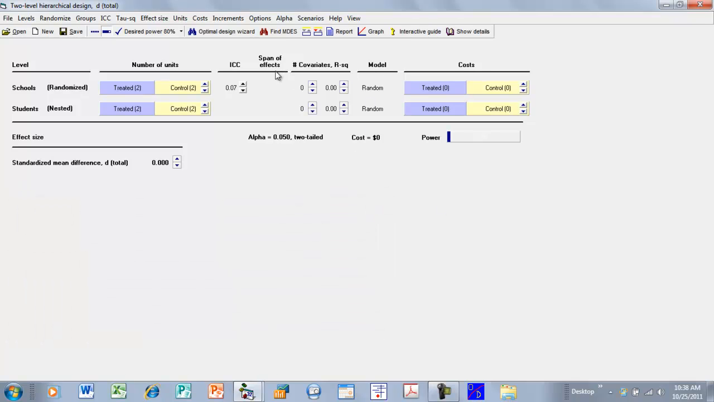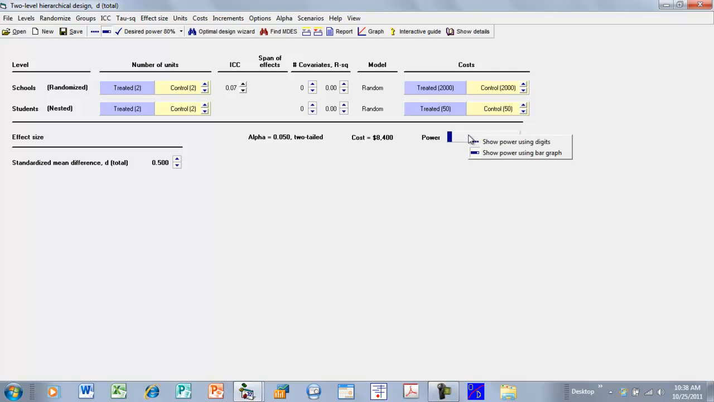Later we'll come back to the span of effects, to the covariates, to the statistical model. For now, let me simply set the cost of each unit. We're going to assume that for every school that's enrolled in the study, that's going to cost about $2,000, and for every student that's enrolled is going to cost an additional $50 for follow-ups and so on. The standardized mean difference, let's set that at 0.5. Over here alpha is set at 0.05. We will leave it at that.